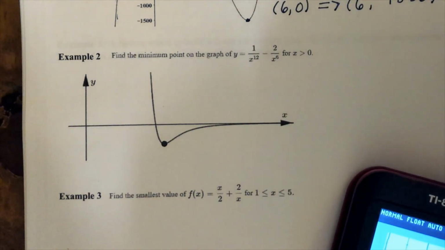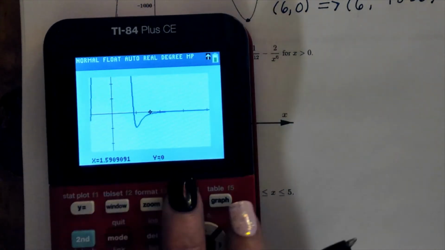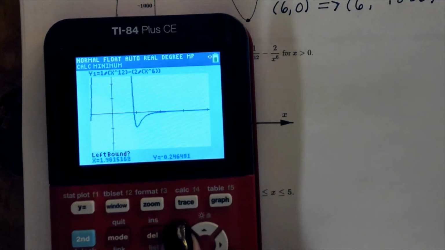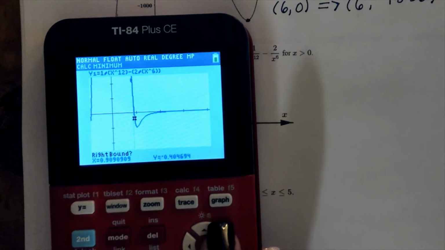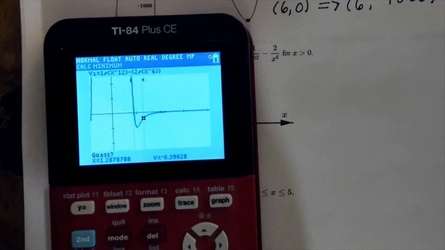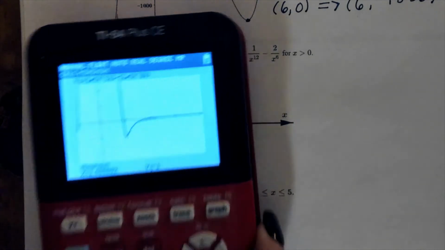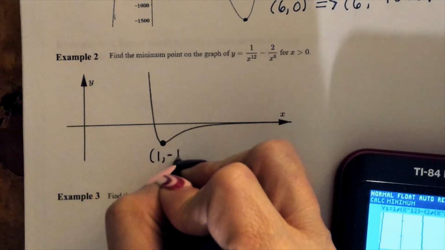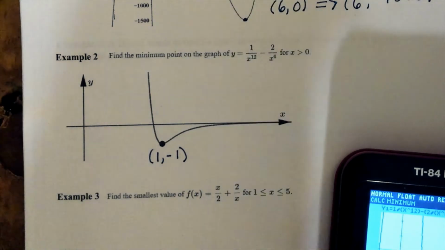So, can I calculate the minimum? Let's see if I could just do it by second, calculate, minimum. I'm going to go over here, left-hand side, over to the right-hand side. 1, negative 1. All right, well, that ordered pair right there is 1, negative 1. Is that the lowest one? Yeah, pretty certain that is.